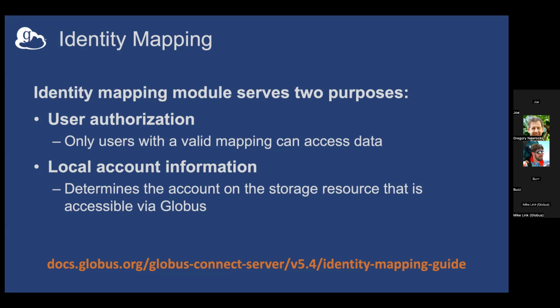A user can have multiple identities. They might have a Gmail, a campus account, or some lab that they are visiting may give them an account as well. And all those can be linked together. And those identities will be presented to Globus Connect Server so that it can choose what account is appropriate to access the data in the storage resource.